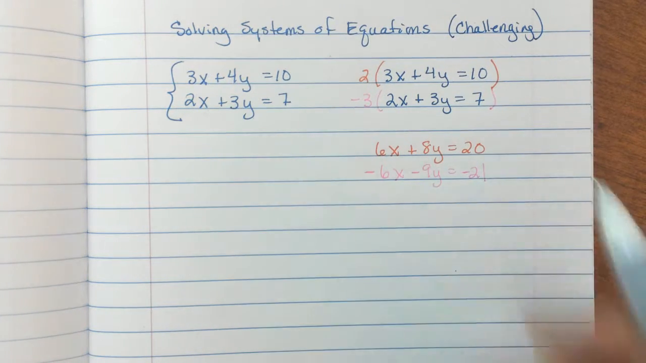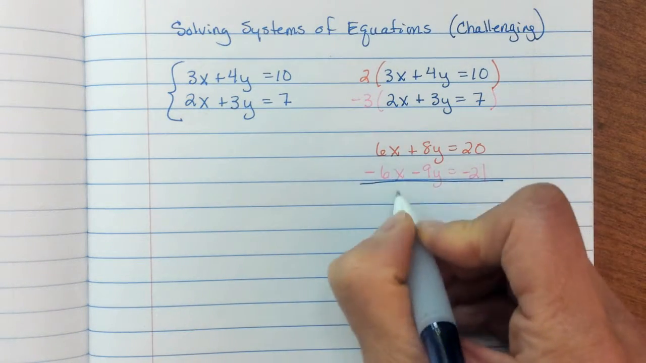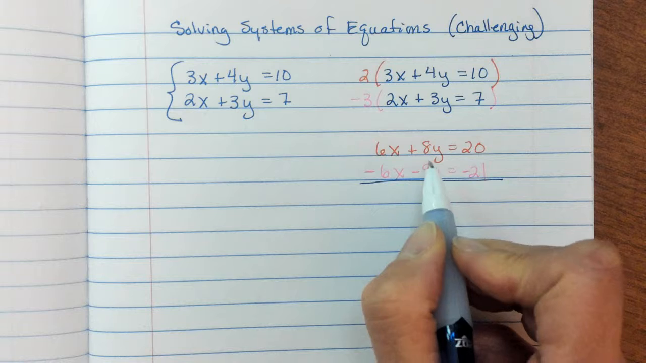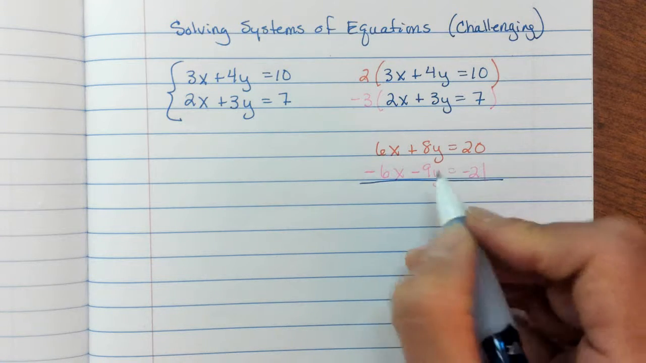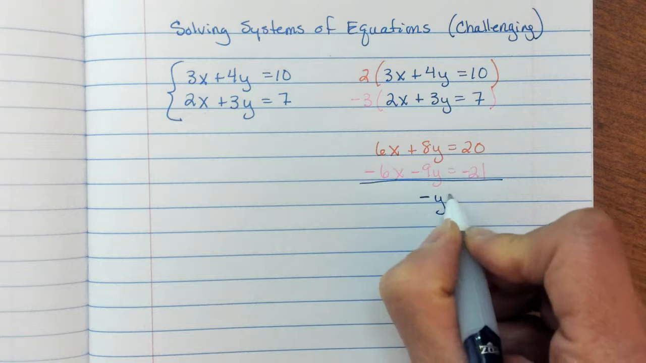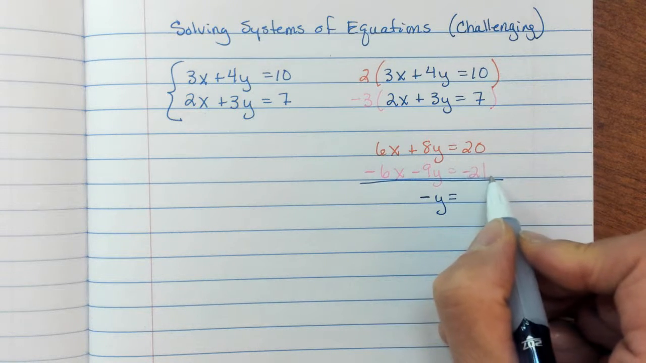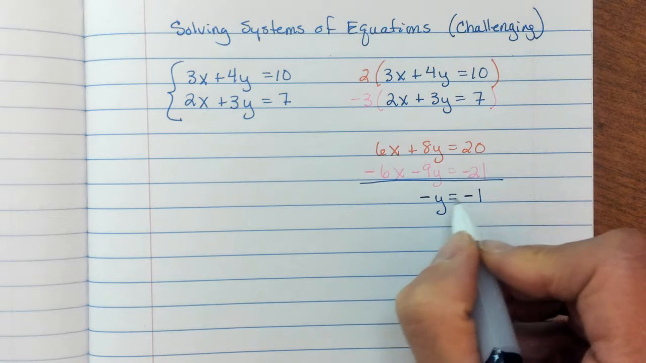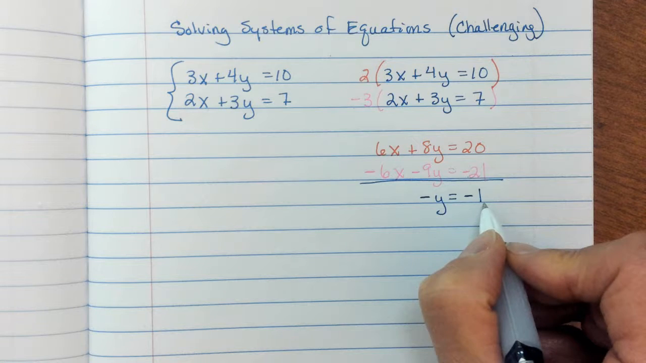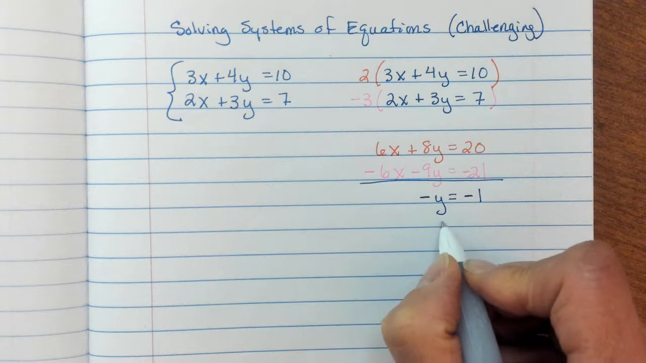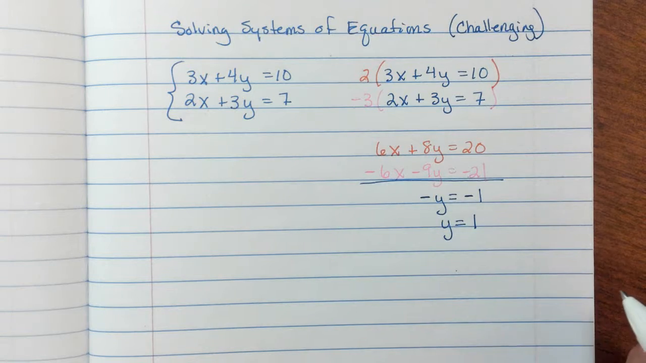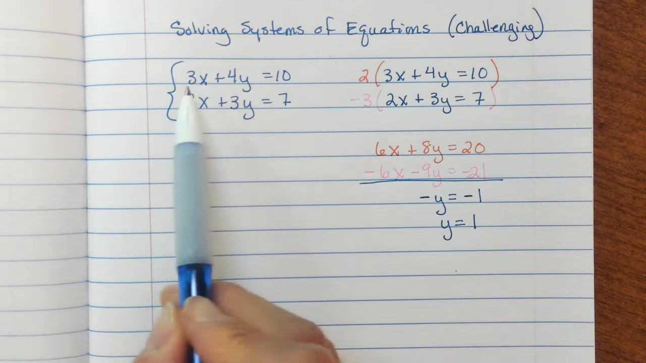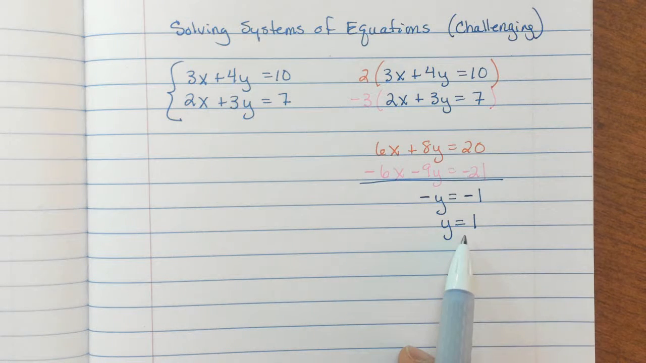Because I'm doing it by elimination, that means I'm going to add these up. My first term by design became 0. So now I have 8y minus 9y, which gives me -y. And then I have 20 minus 21, which gives me -1. So if I multiply both sides by -1, or divide both sides by -1, I get y equals 1. I have to remember, though, that I have an x and a y variable, so I also have to solve for my x.